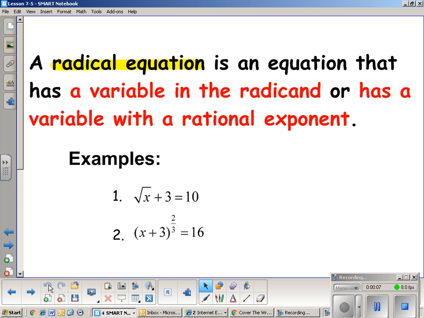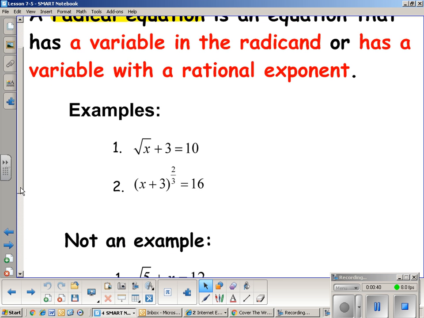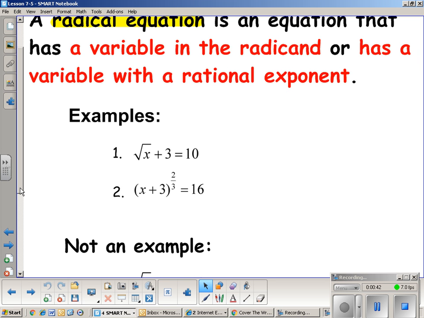So today, we talk about solving radical equations. A radical equation is an equation that has a variable in the radicand or has a variable with a rational exponent. These are examples of what a radical equation looks like.